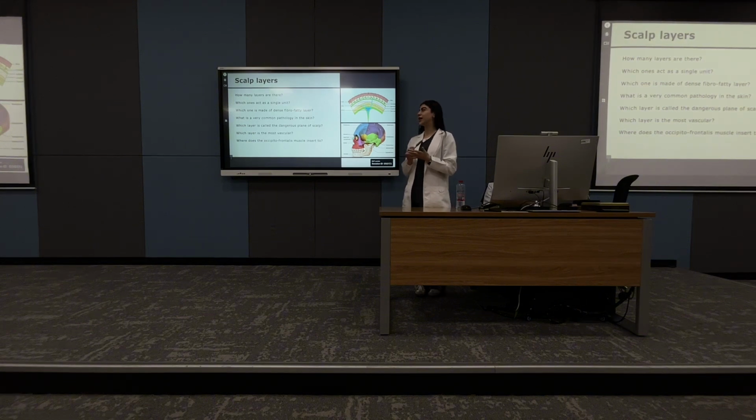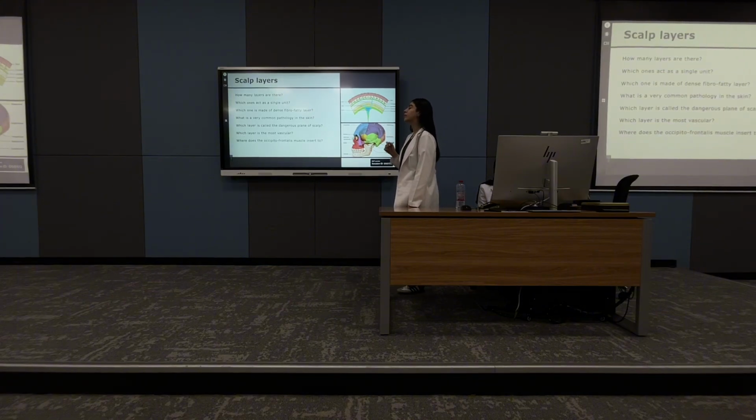Correct. Pericranium. Exactly. Which of these 5 act as a single unit? The first 3, exactly. Which one is made up of a dense fibrofatty layer? The connective tissue, exactly. What is a very common pathology you see in the skin? Sebaceous cyst. Which layer is called the dangerous plane of the scalp? The loose connective tissue. Exactly, the loose areolar connective tissue. Which layer is the most vascular out of all of them? The connective tissue.